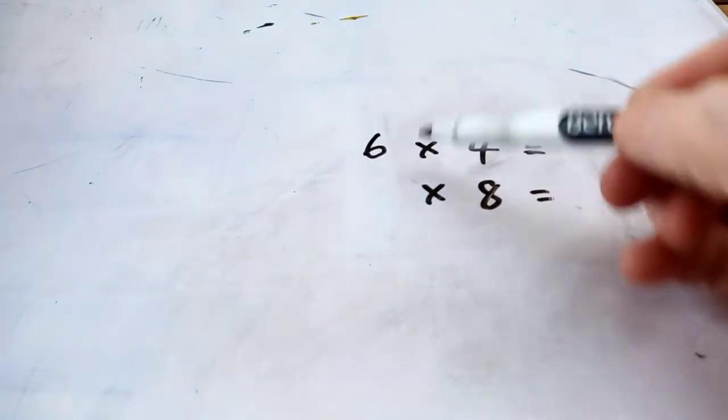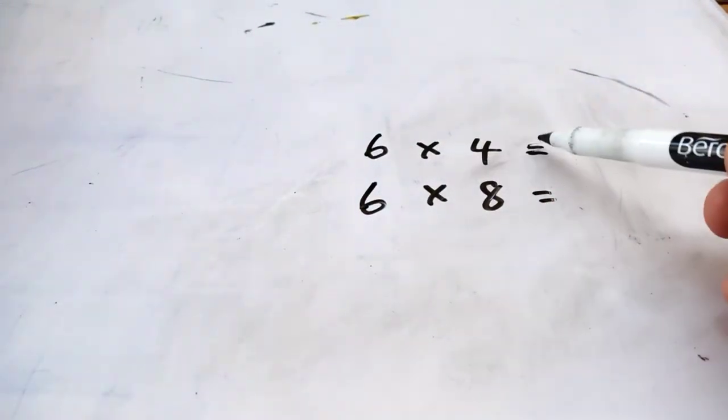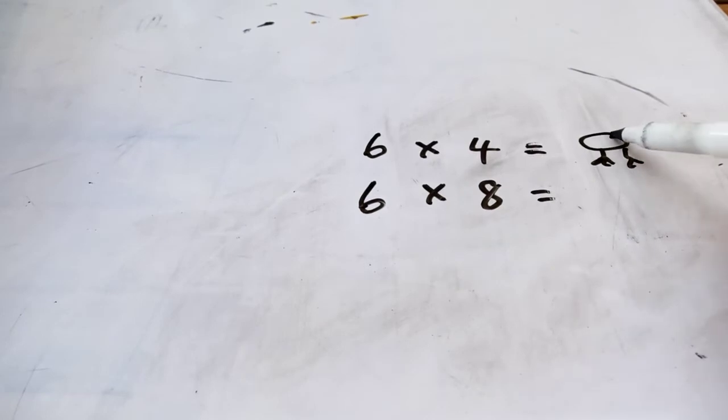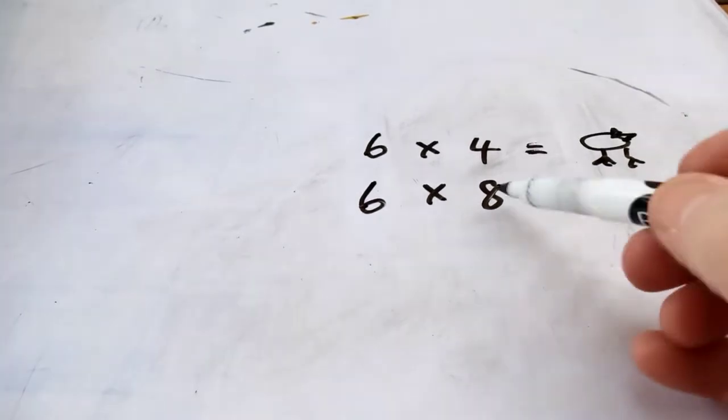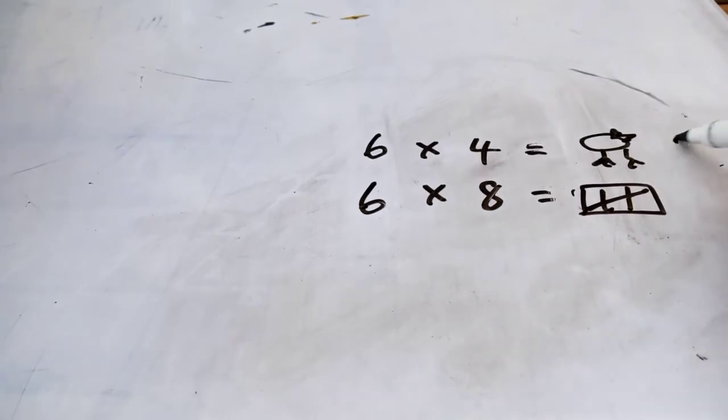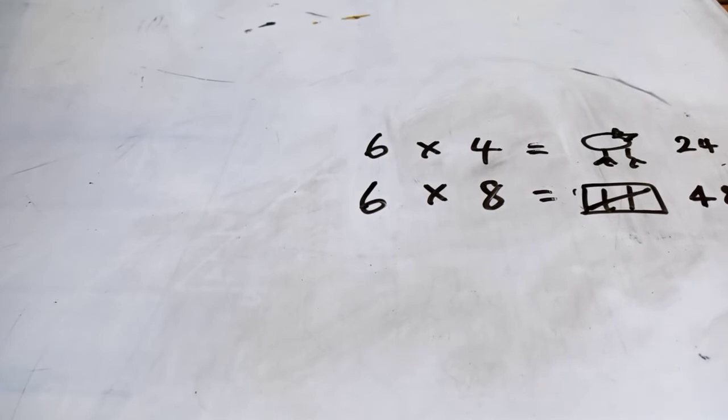Next, I'm not going to do 5s, 5s are easy, I'm doing 6. 6 times 4, 6 times 4 is, what number goes in the chicken? And what jumps over the gate? 6 times 8. Well done, it's 24 and 48. Bit of a pattern going on here, isn't there?